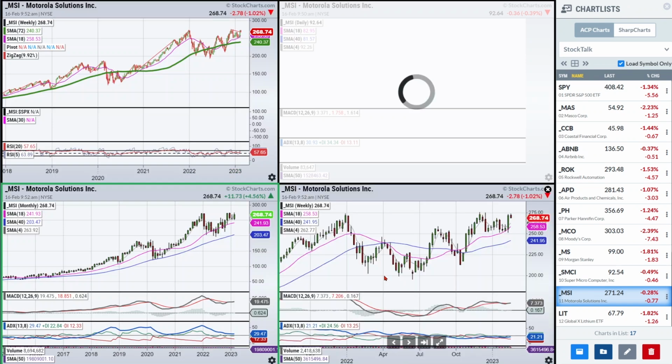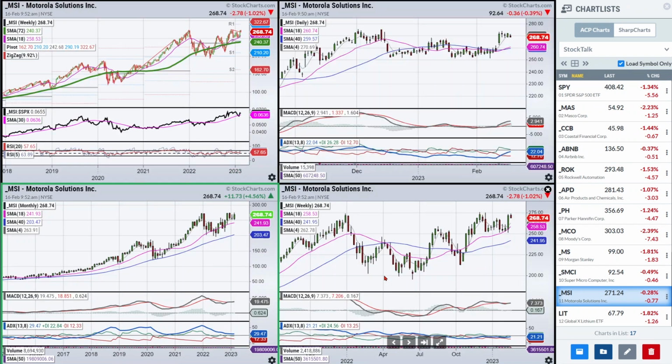Okay, so Motorola is a little disappointing, frankly. And let me tell you why. Because this stock never broke down. You see how this didn't go down with the market. So this was really high on my list as a stock that I wanted to keep an eye on. Look at the momentum on the monthly.